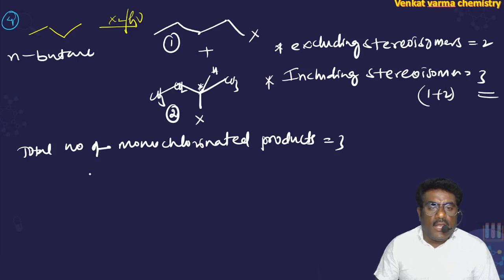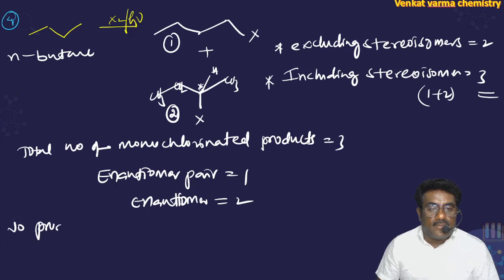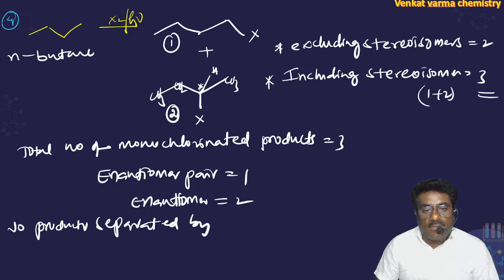Enantiomer pair, how many? Only one enantiomer pair. So how many enantiomers are possible in n-butane? 2. Enantiomer pair is 1, enantiomers are 2. So the number of products separated by fractional distillation is 2 only.